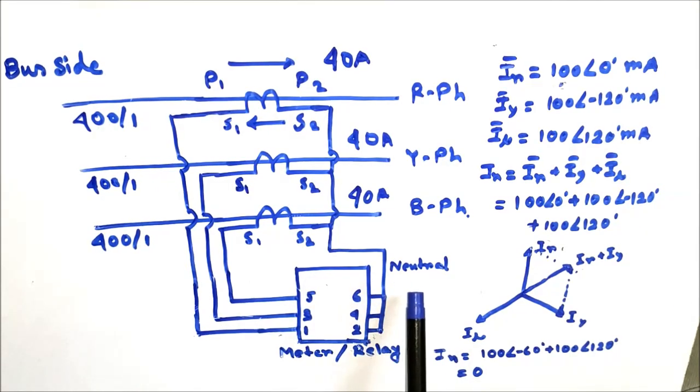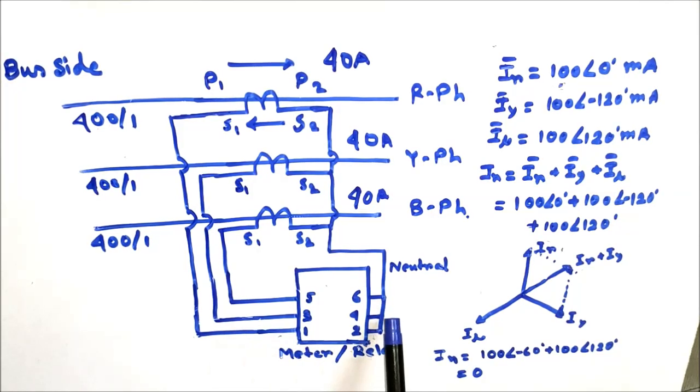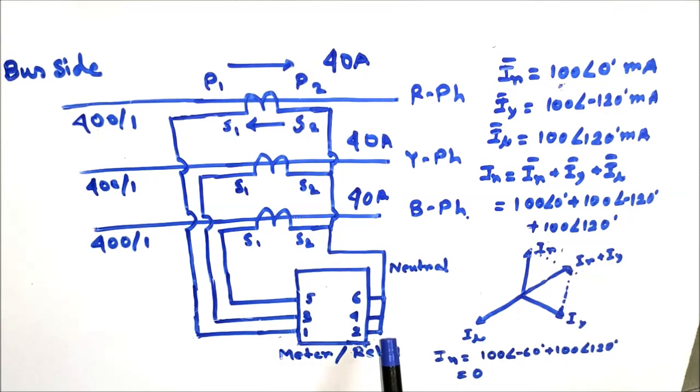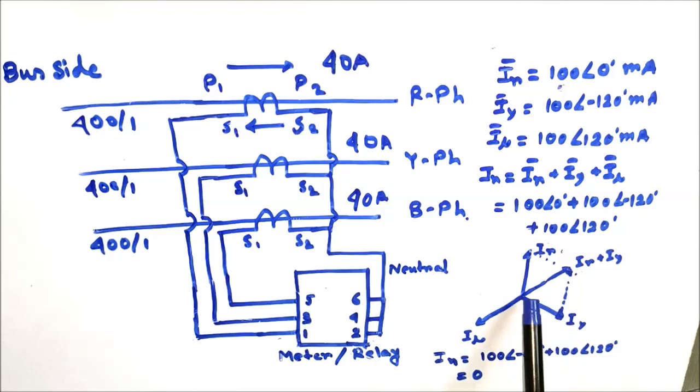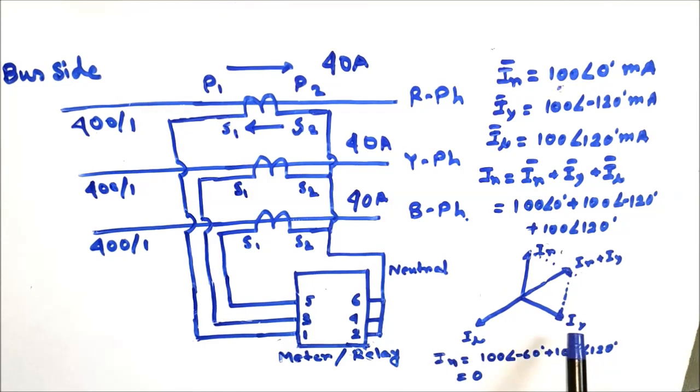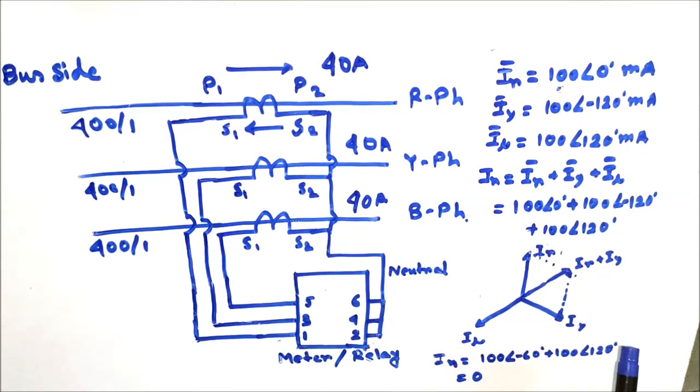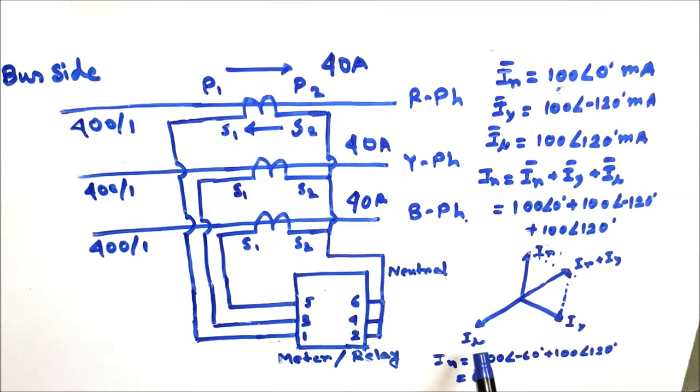So the neutral current is nothing but the sum of these phasor currents, that is IR plus IY plus IB. Under balanced condition, the sum of these currents will be 0. Under balanced condition, the magnitude of each phasor is the same, but they are 120 degrees phase apart for the red, yellow and blue phase. So IR plus IY is exactly the same as IB but opposite of IB, and that is why IR plus IY plus IB is equal to 0.